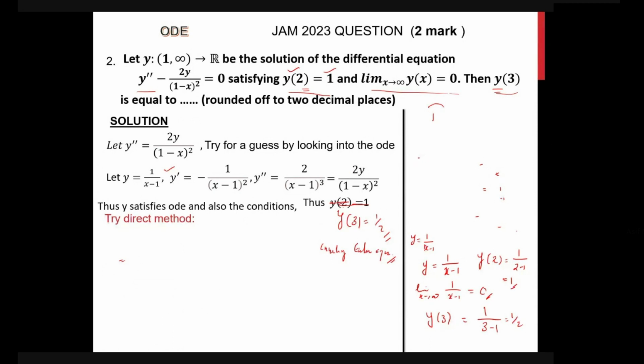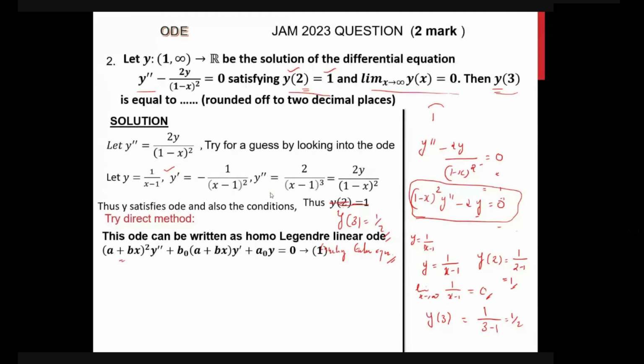Okay, so let me write y'' minus 2y divided by (1 minus x) all squared is equal to 0. And this is actually equal to (1 minus x) all squared y'' minus 2y equal to 0. So this is of the form of a homogeneous Legendre equation, right?